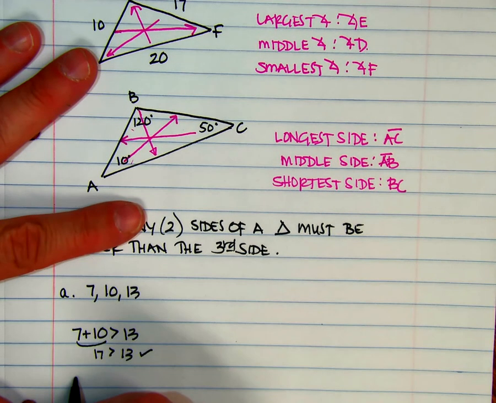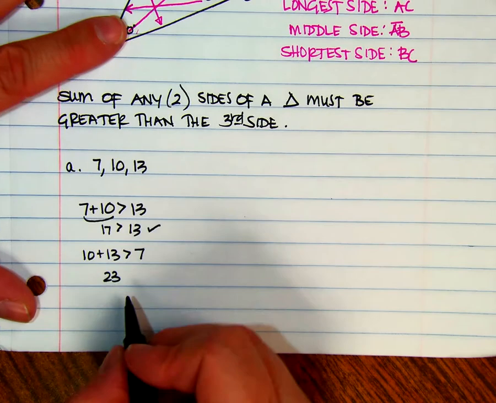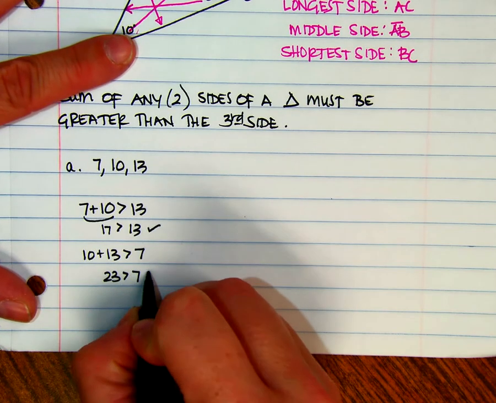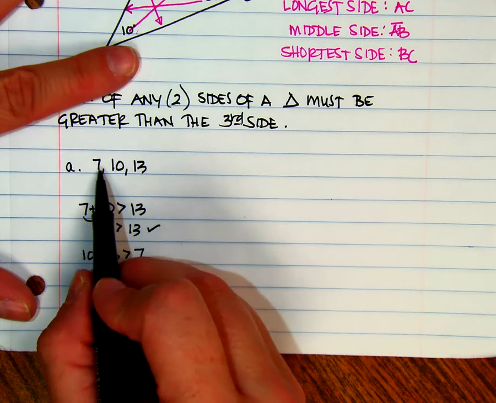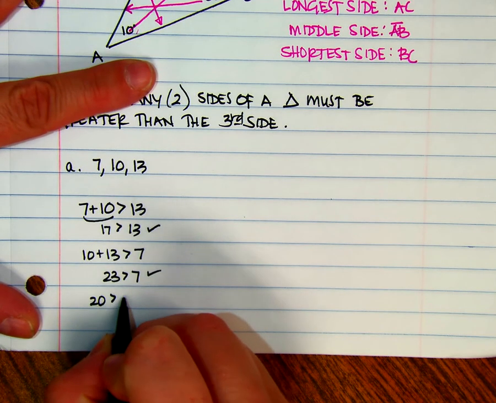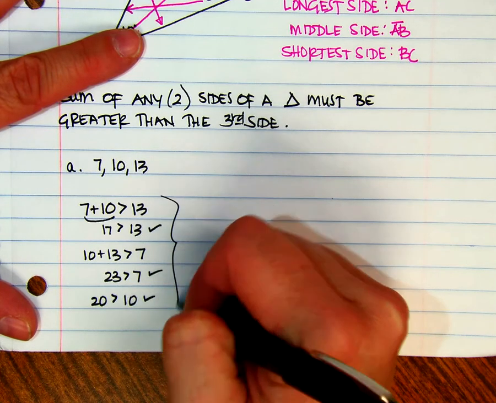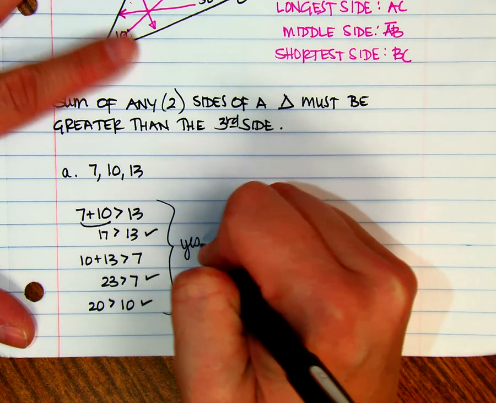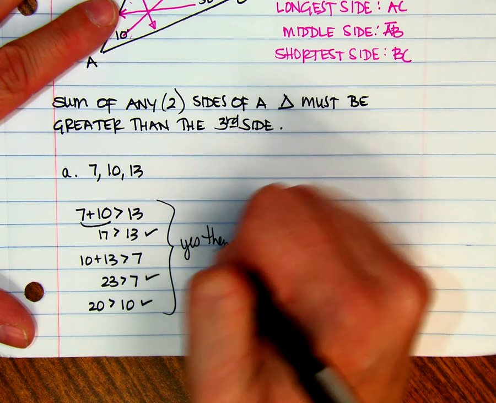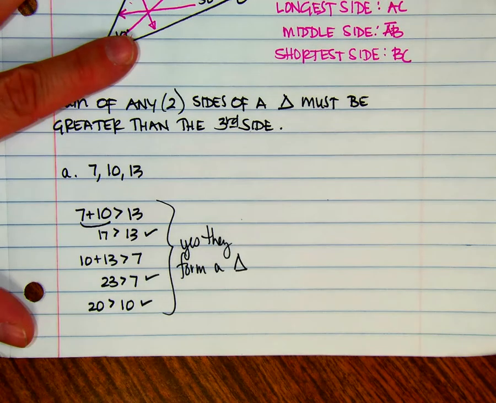10 and 13 has to be greater than 7. 23 is greater than 7, so that checks. So I'm going to add the other two. So 20 has to be greater than 10, and it checks. So because all of these are true, yes, they form a triangle.